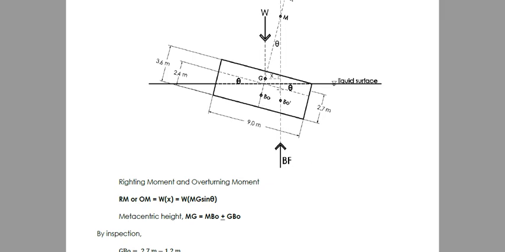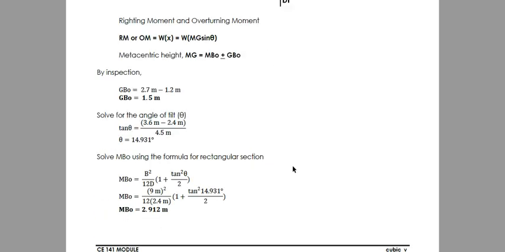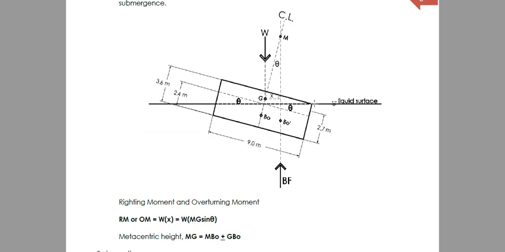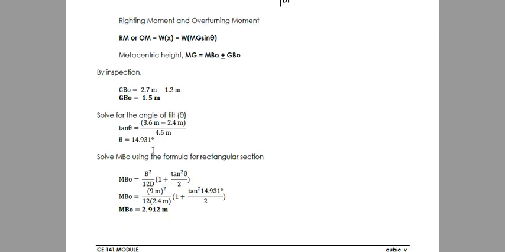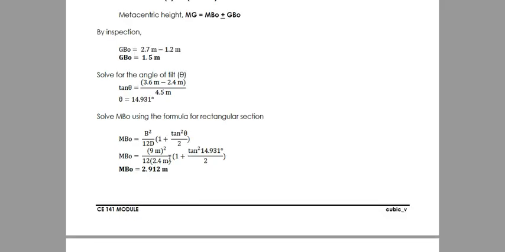We can solve for the angle theta by the tangent function. Tangent theta is equal to the opposite over the adjacent side. The opposite side is 3.6 minus 2.4. The adjacent side is half of 9, that's 4.5 meters. So angle theta will give us 14.931 degrees. Now we can solve for MBO. MBO is equal to B squared over 12D times the quantity 1 plus tangent squared theta over 2. So we substitute into the formula.